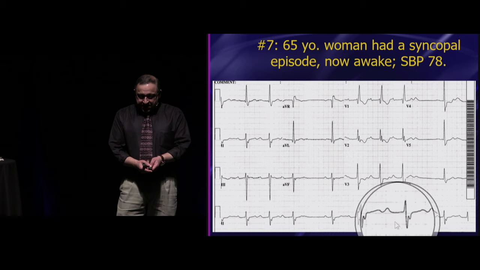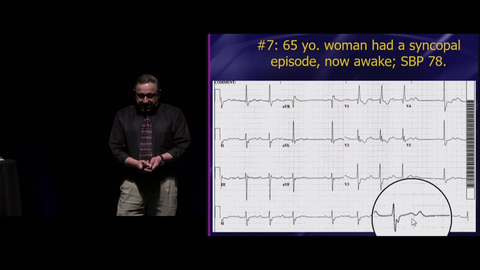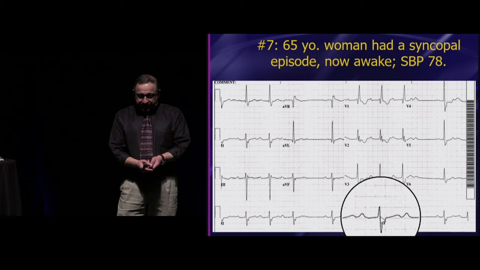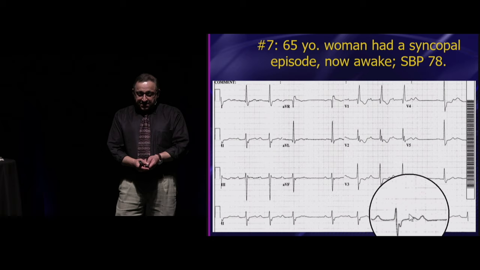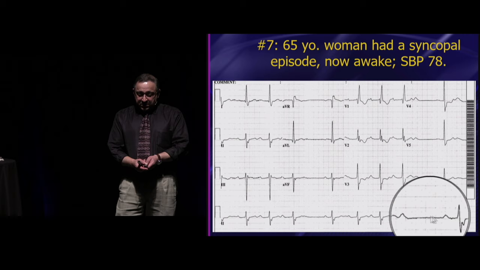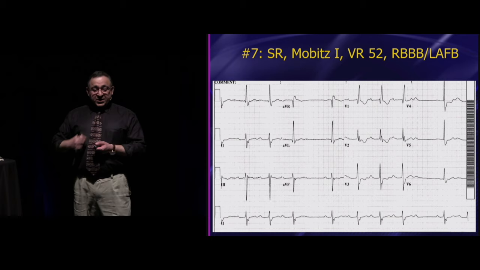Now again, if you have any trouble seeing that it's getting longer here, just take a look at the lonely P wave, and look at the PR right after and right before. Clearly different. So it's not Mobitz 2, all right? So the big changes in the PR tend to occur right around the period of the lonely P wave, all right? So this is a Mobitz 1, with a ventricular rate of 52, and she's hypotensive.